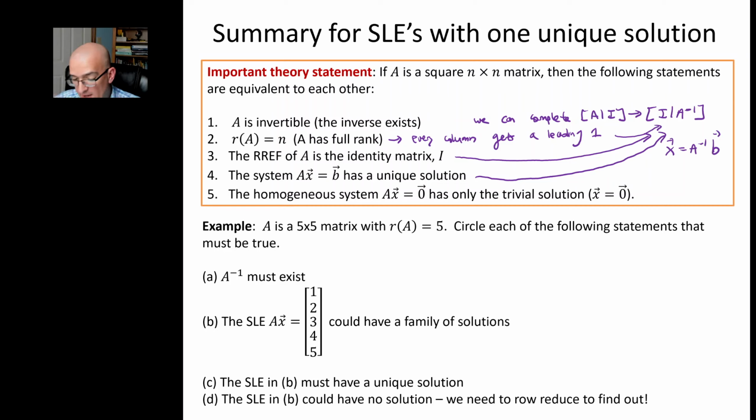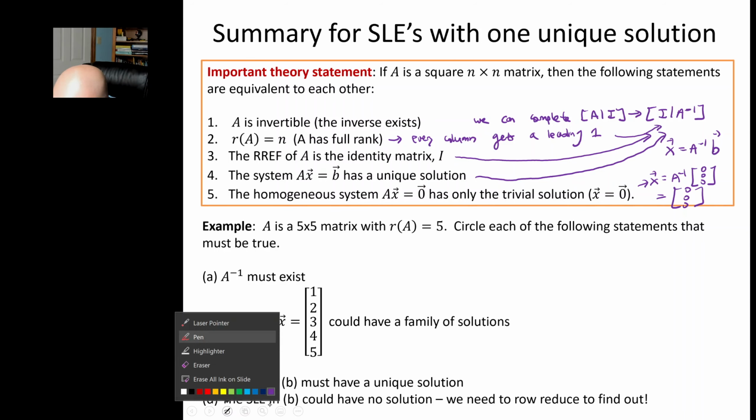We could also go back to the rank idea. The matrix having full rank means every column has a leading one, so we've already established that means there's a unique solution. And then the homogeneous system AX equals 0 only has a trivial solution. That's using A inverse times B. X is equal to A inverse times the right-hand side, 0, 0, 0. That's going to be 0, 0, 0. All these statements are identical to each other.